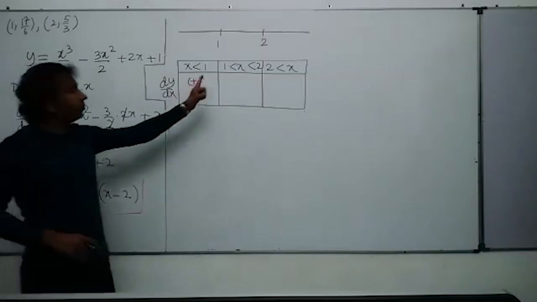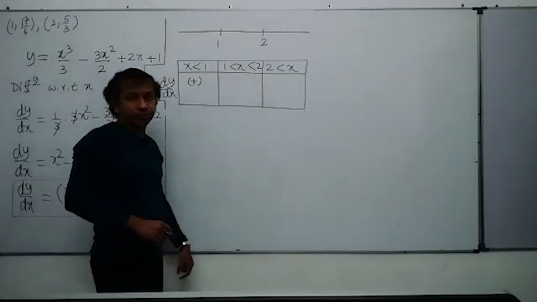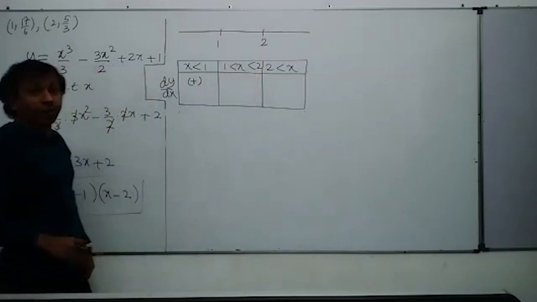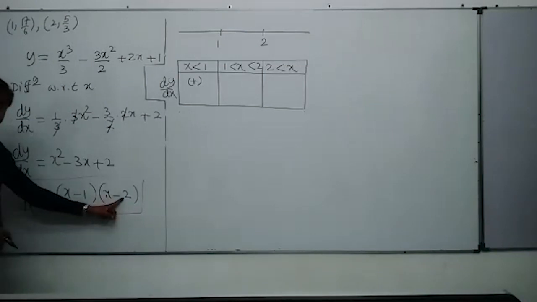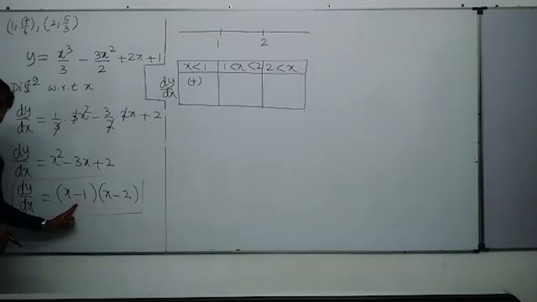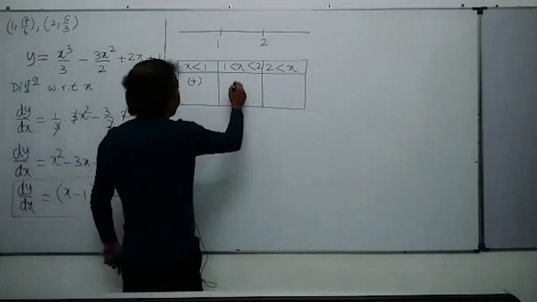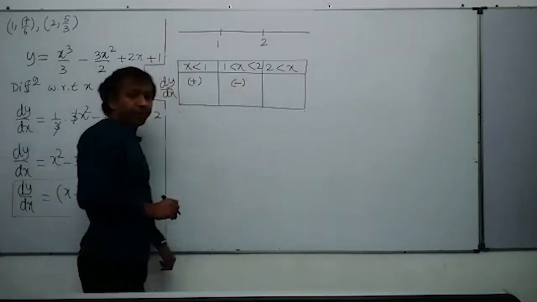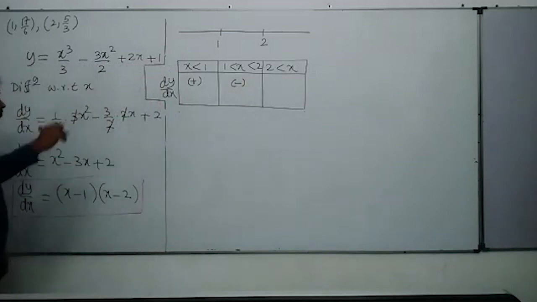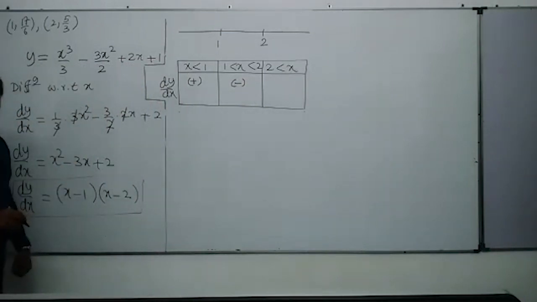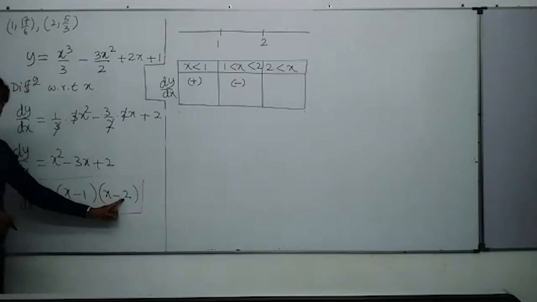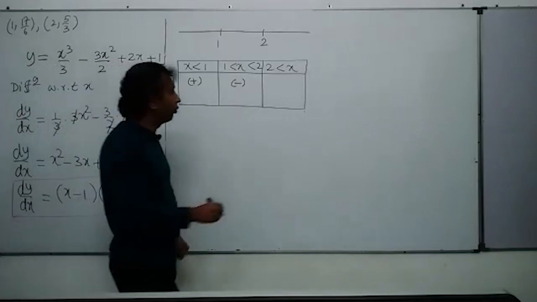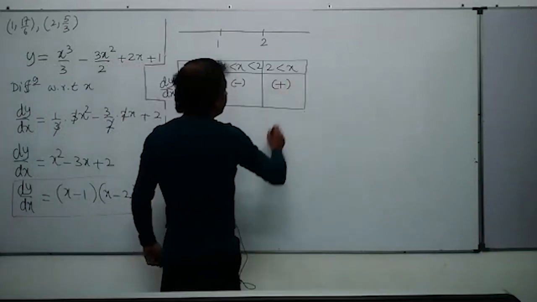And in this interval, between 1 and 2, put any value for x, say 1.5. 1.5 minus 1 is positive, 1.5 minus 2 is negative. Plus and minus make minus. Right. Now x greater than 2: any value for x greater than 2, like 5. 5 minus 1 is positive, 5 minus 2 is positive. Positive into positive is positive, people. This way.